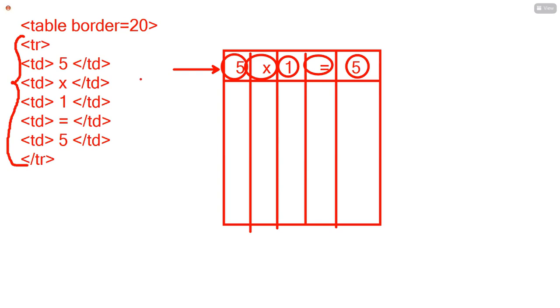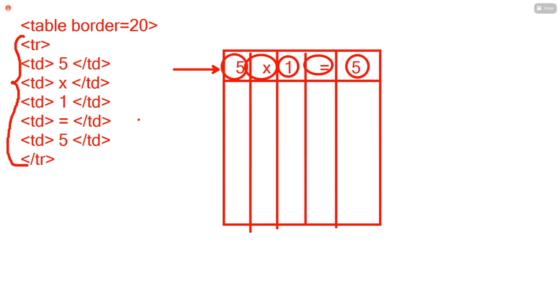Suppose if you want to display 5 into 100 equal to 500, 100 lines if you want to display. This code, how many times you have to write? 100 times you have to write, because there is no loop. It is not possible to write. No expression, no loops, no operator, no control structure. These are not possible in HTML.